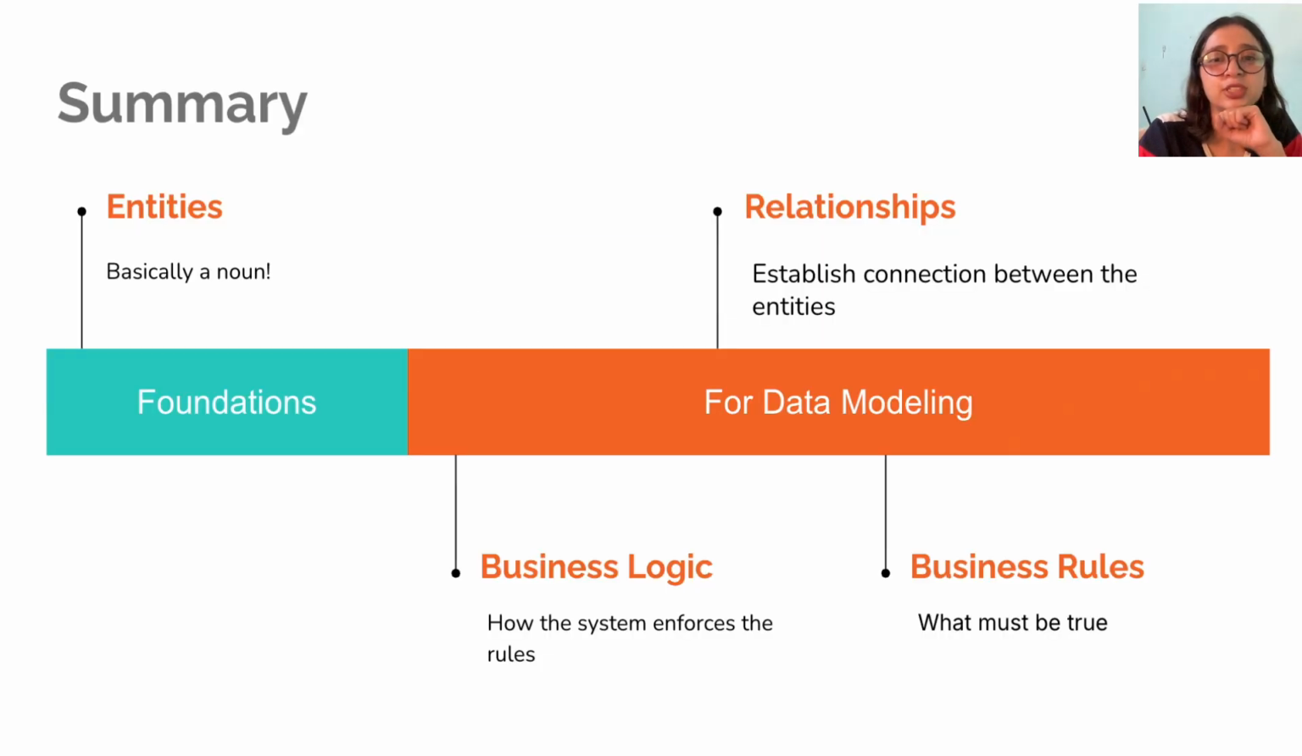Now, for a summary: entities are basically nouns, relationships are connections between the entities, and business logic is how the system enforces the rules. And where do the rules come from? They come from interviews, surveys, or anything like that. And this means the system must follow these rules, these policies, or these actions.